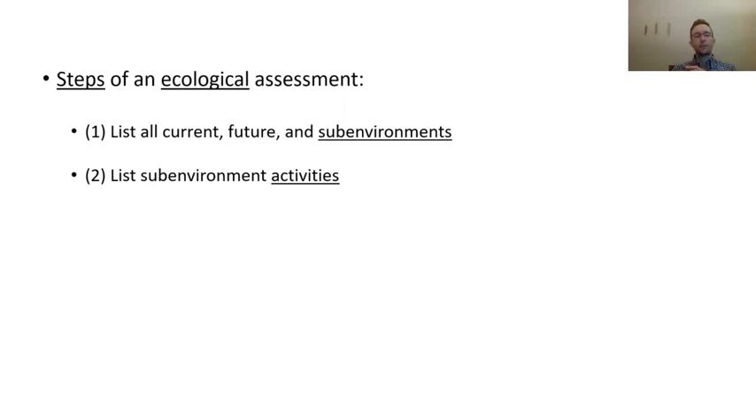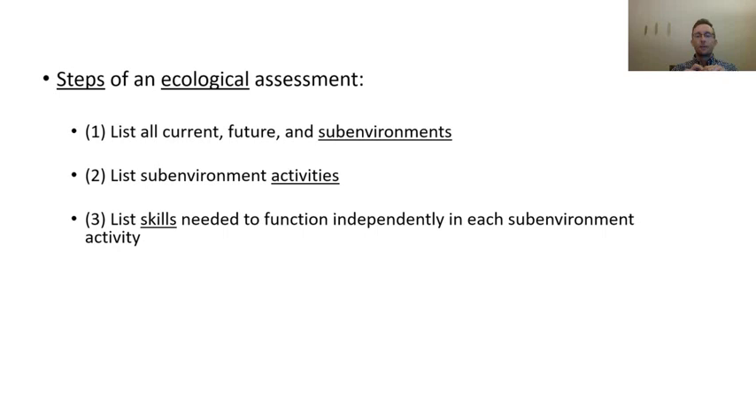Okay, so list all current and future sub-environments. 2 is to list sub-environment activities. In other words, for one of those sub-environments, list all of the activities that the learner would have to do, or might have to do, or might have to be involved in, or participate or complete. And then number 3 is to list skills needed to function independently in each sub-environment activity.